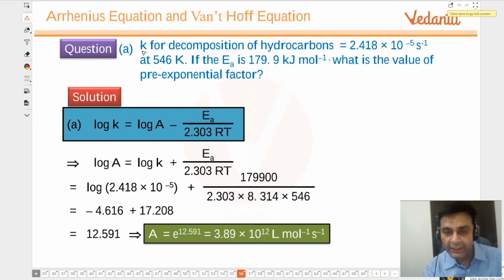The rate constant K for a decomposition is this much at 546. If activation energy is this much, what is the pre-exponential factor? Pre-exponential factor is the A value or Arrhenius constant. I hope you have to just put the values and you can solve it. Just put the value of the rate constant, the activation energy and temperature and just solve it. Yes or no?